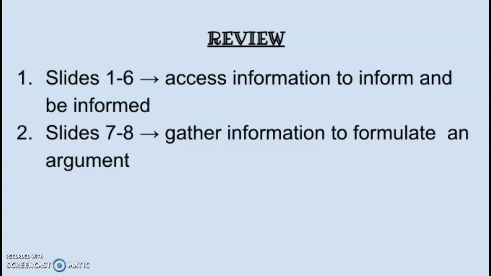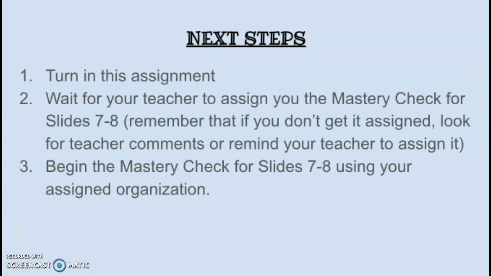To review what you've done so far in this unit, on slides 1 through 6, you accessed information to inform and be informed. And for slides 7 and 8, you went back to that information that you accessed, and you gathered information to formulate an argument. Your next steps are to turn in this assignment, wait for your teacher to assign you the mastery check for 7 through 8. Remember that if you don't get it assigned, look for teacher comments or remind your teacher to assign it. And 3, begin the mastery check for slides 7 through 8 using your assigned organization.